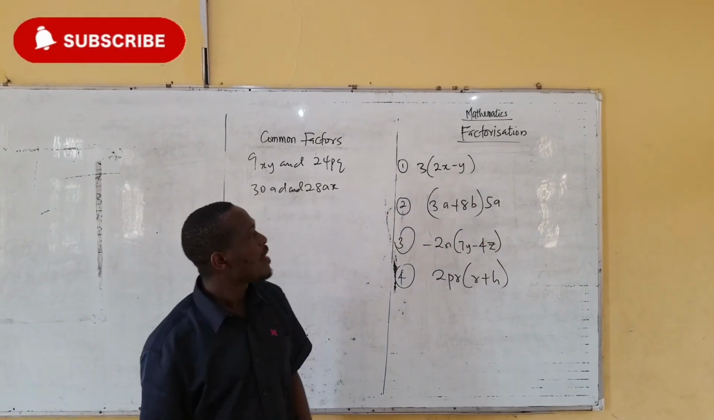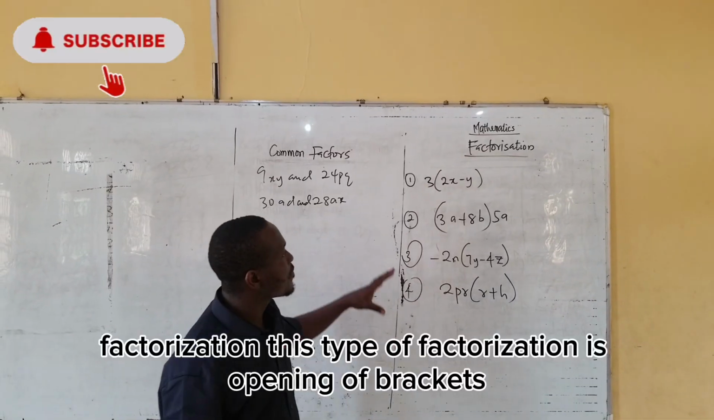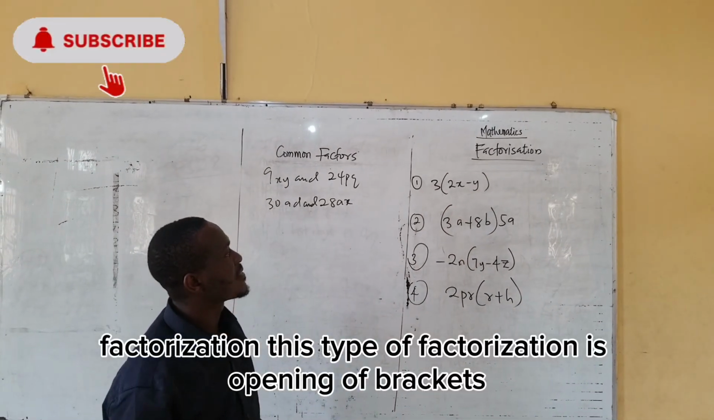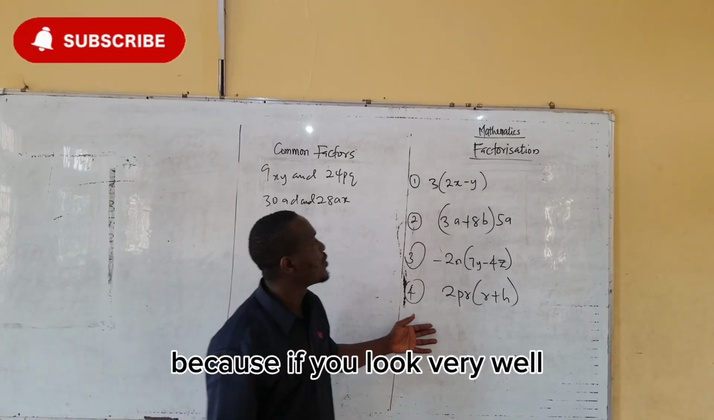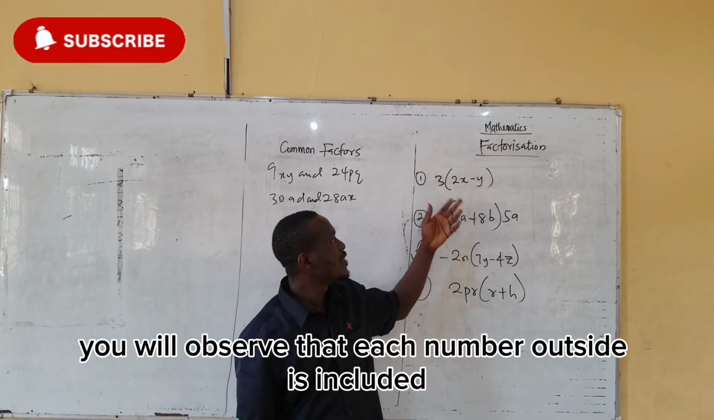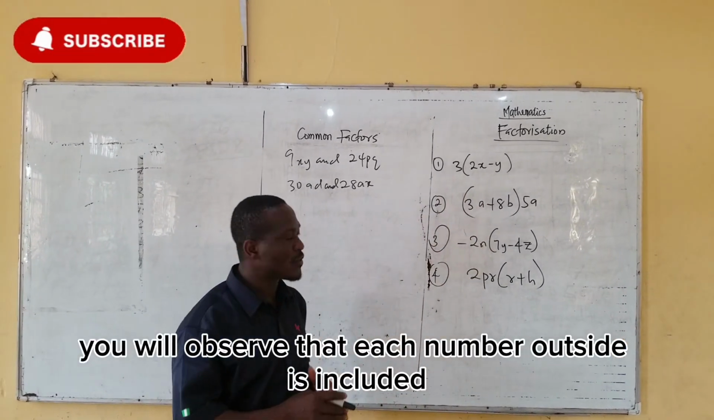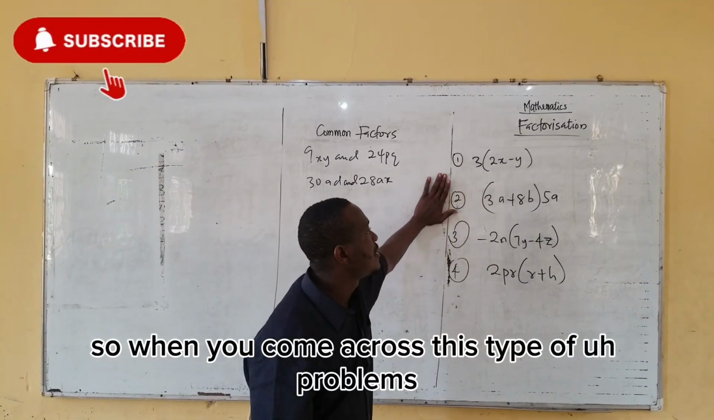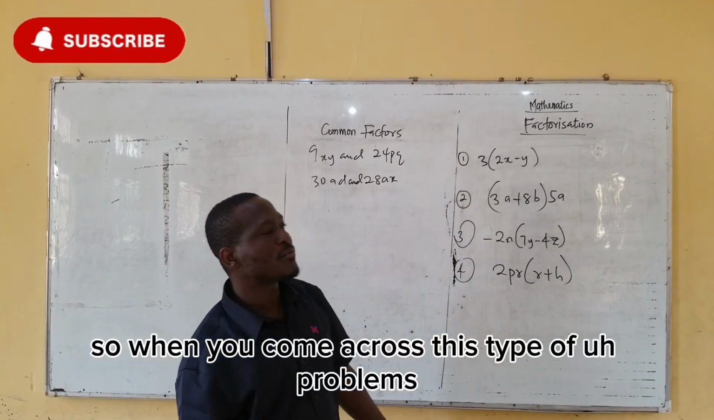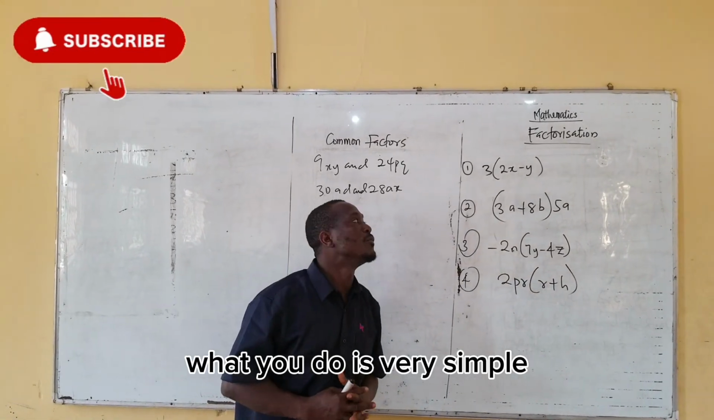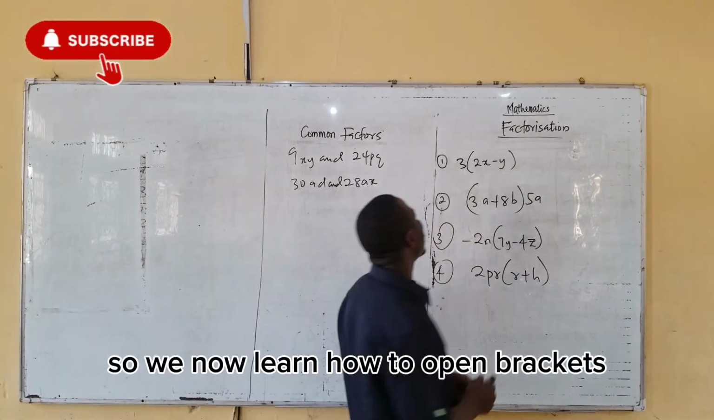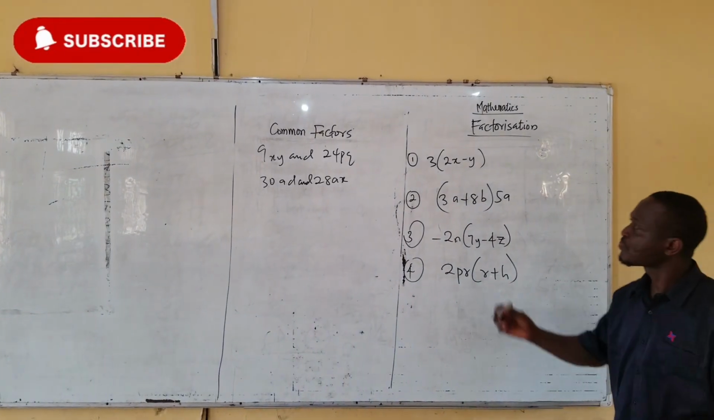Factorization. This type of factorization is opening of brackets, because if you look very well, you will observe that each number outside is enclosed with another number in a bracket. So when you come across this type of problems, what you will do is very simple. All you need to do is to open up the brackets. So we now learn how to open brackets.